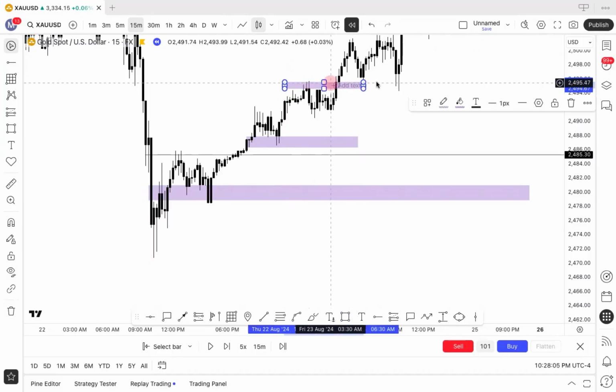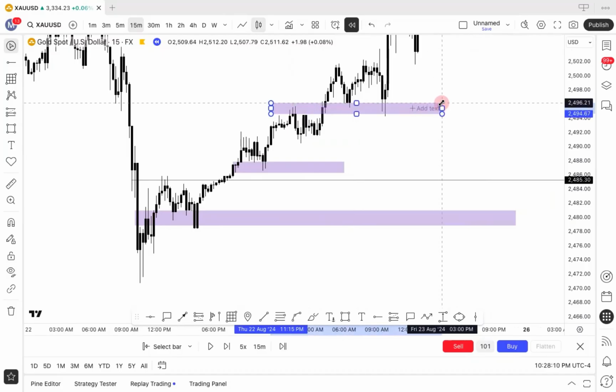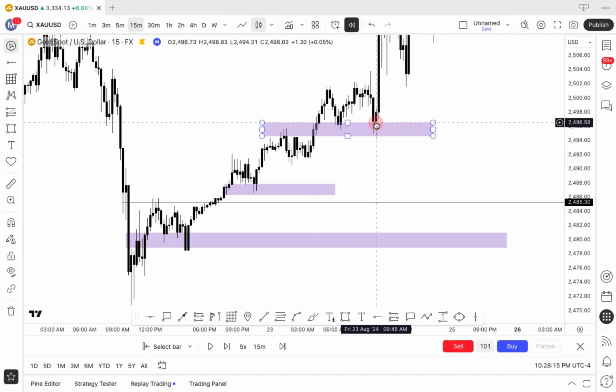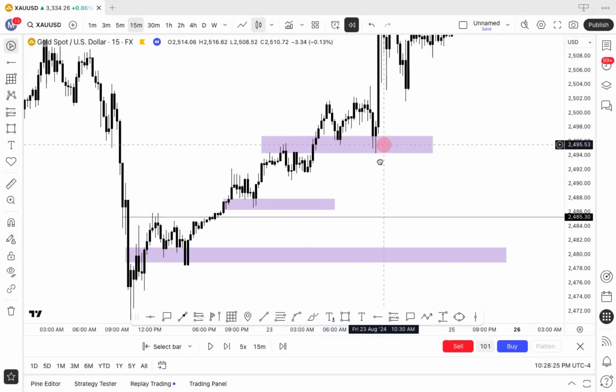So this is the wick here, and that will be your support zone. And usually it will be at the current price action that it's currently at. So in this case, if I was over here, we have the bottom of the body to the wick. The wick ends here. So this is going to be my support zone, right?